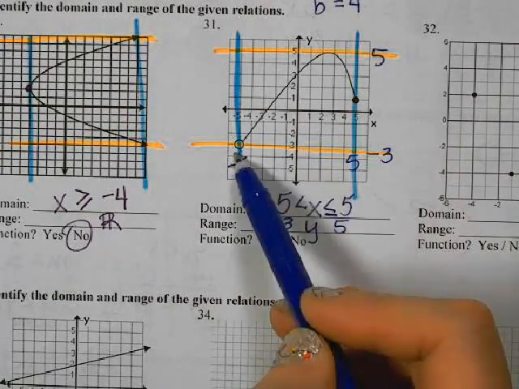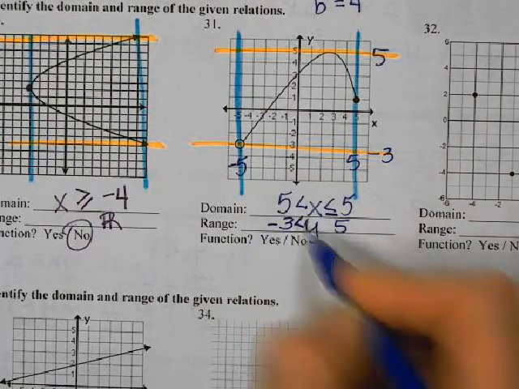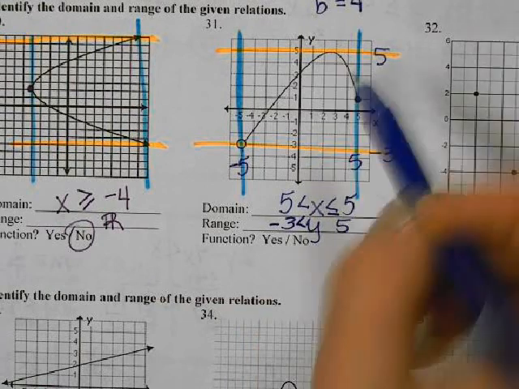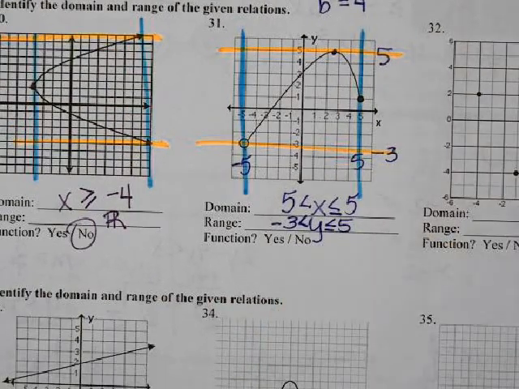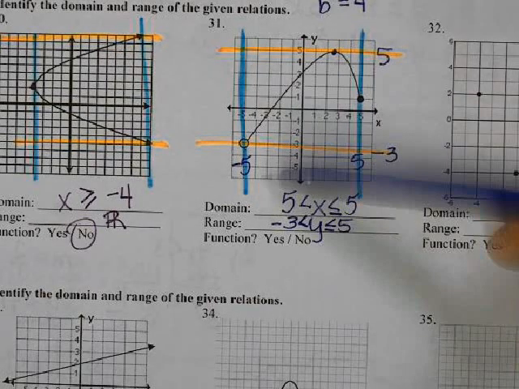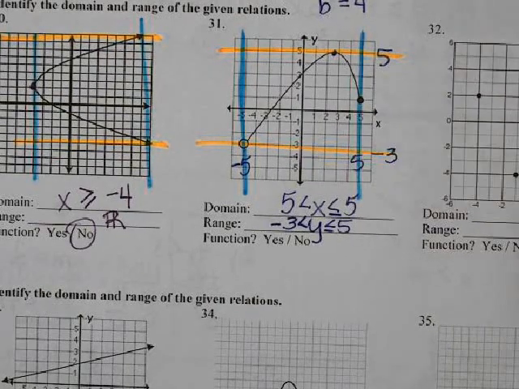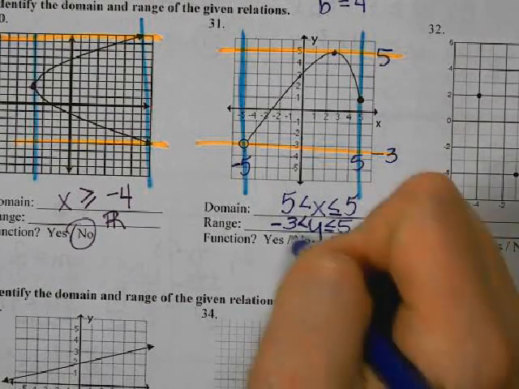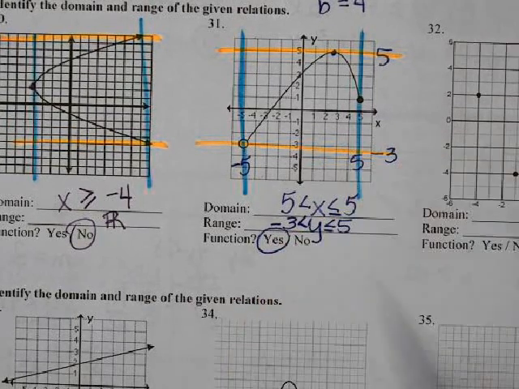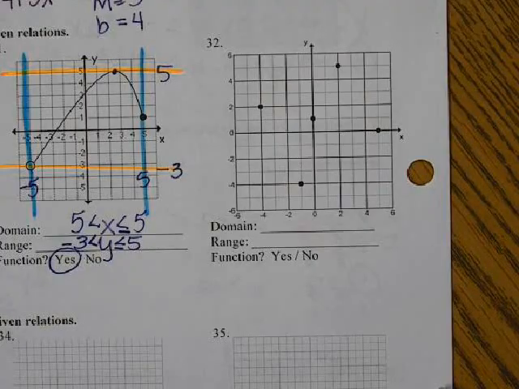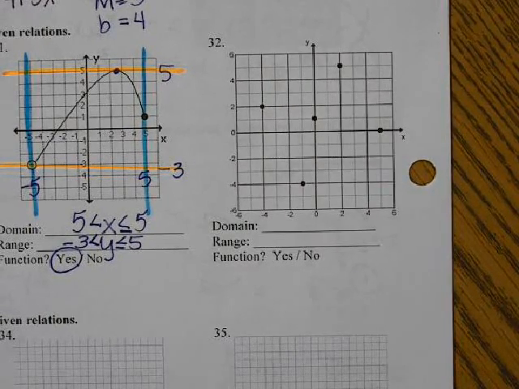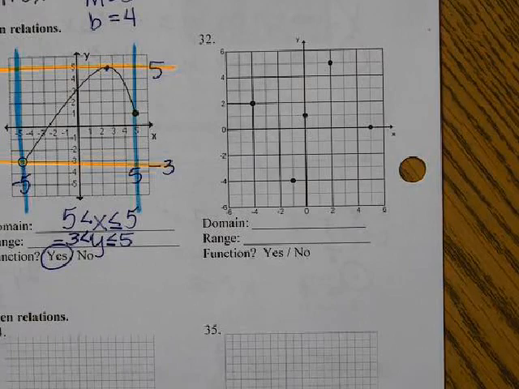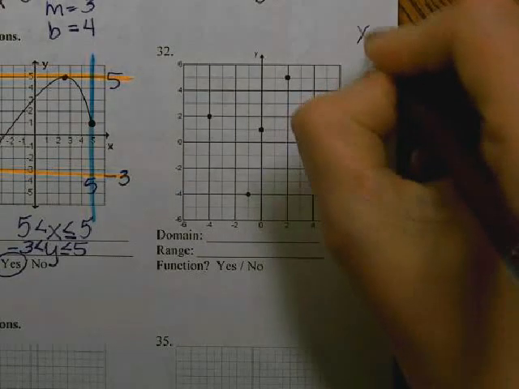On the bottom, negative 3 has an open dot, so we just put this symbol and leave it alone. On the top, there is a closed dot, and so we put that symbol. If I were to draw lines all the way through this graph, they would all touch the graph in only one place, so this is a function. Okay, on number 32, this one is not a continuous graph, so we have to put a list. So what I always do is make a table of the ordered pairs.